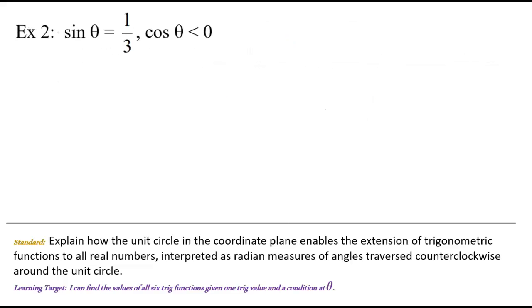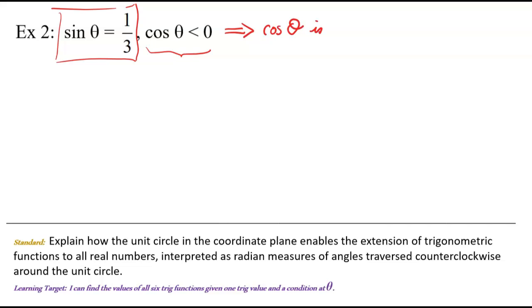So this is kind of what the problems look like. I'm already given one exact value for a trig function: sine of theta is 1 over 3. But then I'm not given another trig value. All I'm told is that cosine of theta is less than 0. Now, that's just an indirect way of saying that cosine of theta is negative.